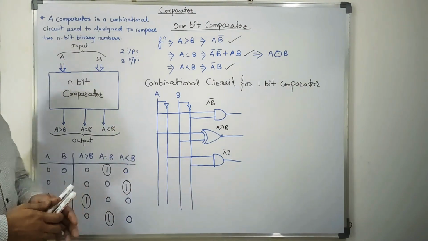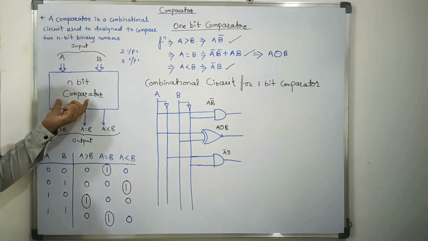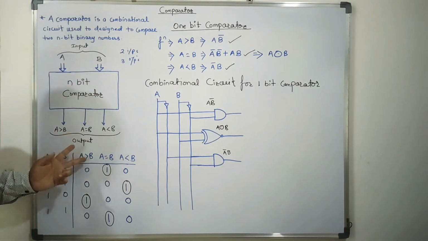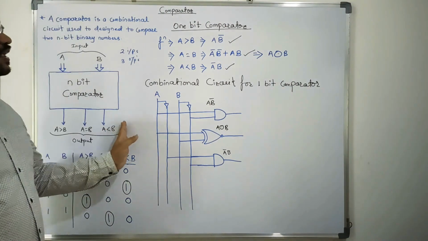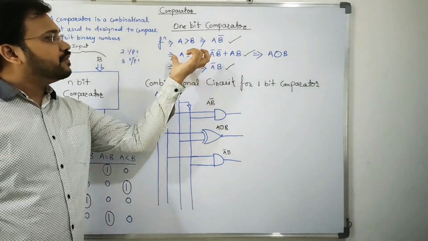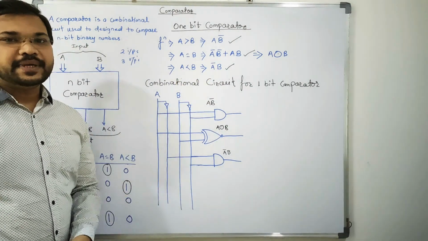So in this class we have discussed the generalized block diagram of the n-bit comparator, with 2 inputs and 3 outputs, and the function table of the 1 bit comparator. Based on it we derived the functions, and then drew the combinational circuit for the 1 bit comparator.